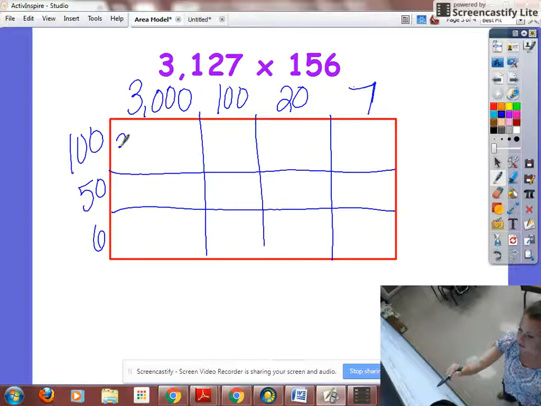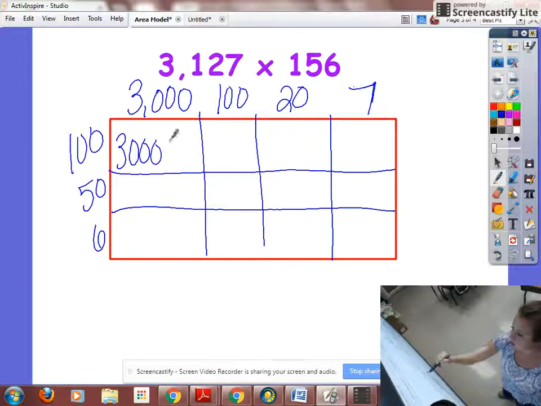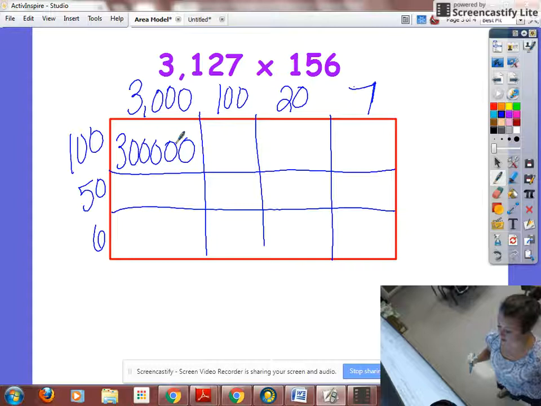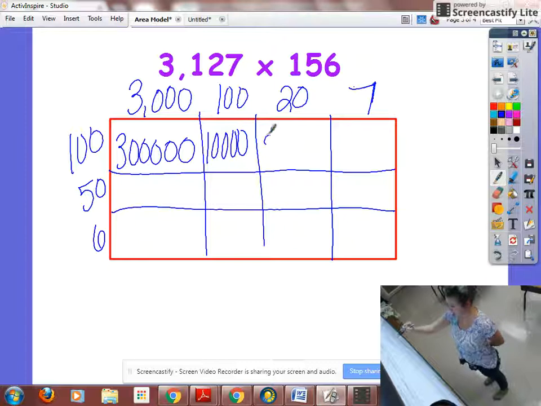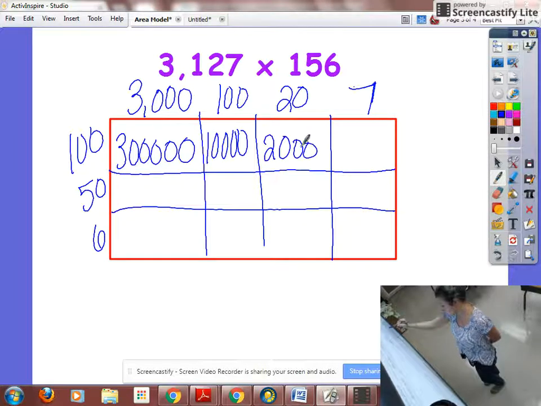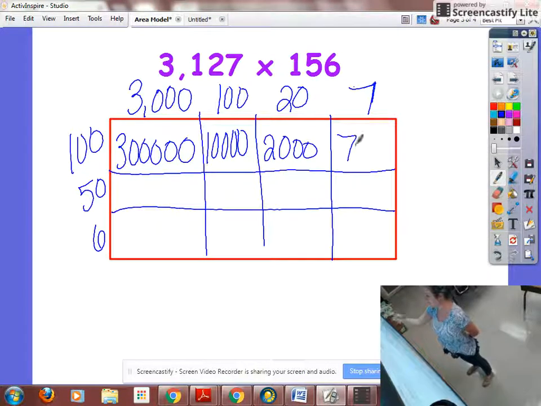That's going to be 2 more zeros. That's 300,000. That's going to be 10,000. It's going to be 2,000. 100 times 7 is 700.